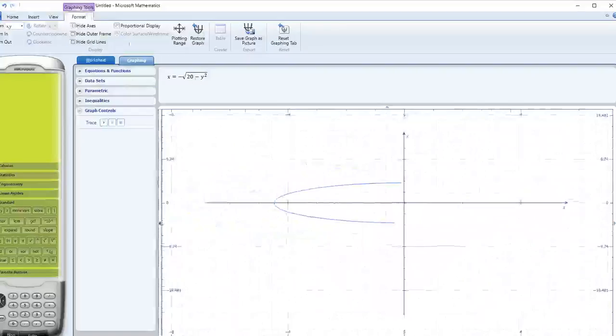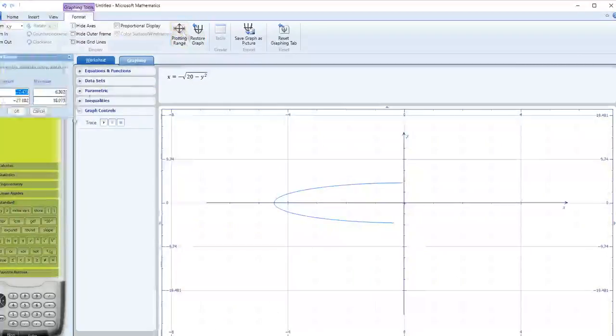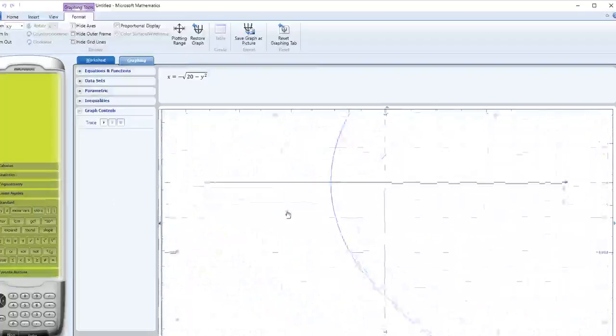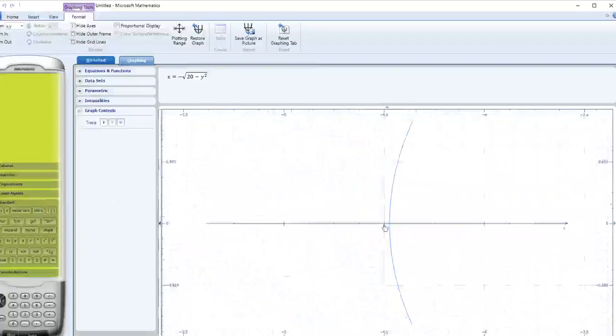I believe it is actually a circle. It's just our plotting range is messed up. So if we go minus 8 to 8 and minus 8 to 8, you'll see that it's a half circle. There you go. There's your half circle. And there is your radius, your x-intercept at negative 4.5 almost, which is root 20. Okay, and there you have it. There's the answers to your questions.